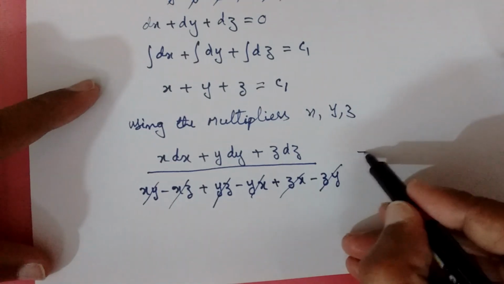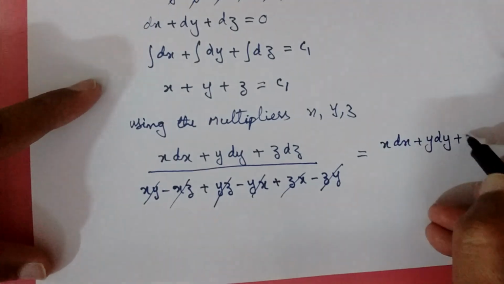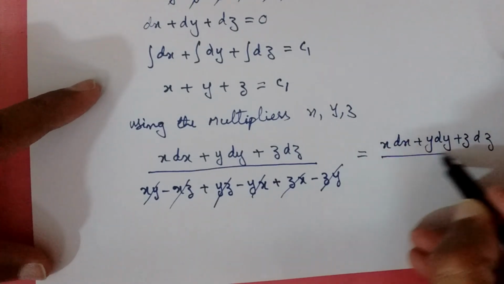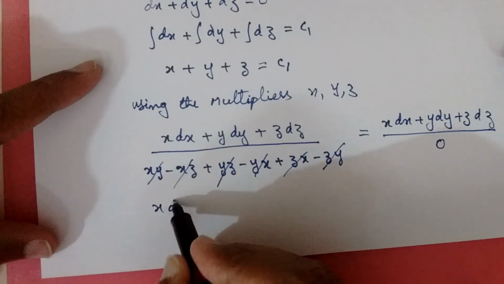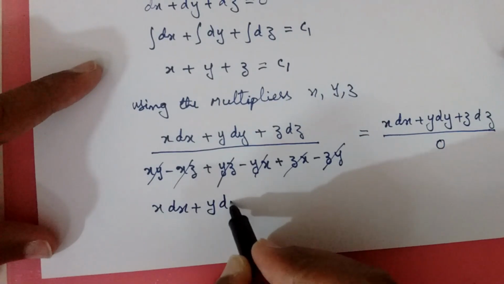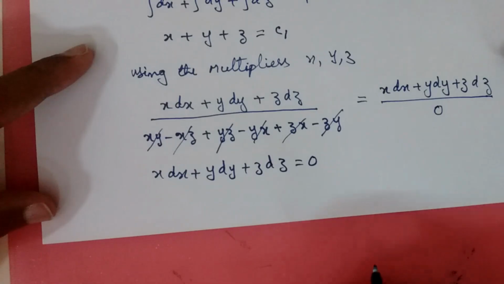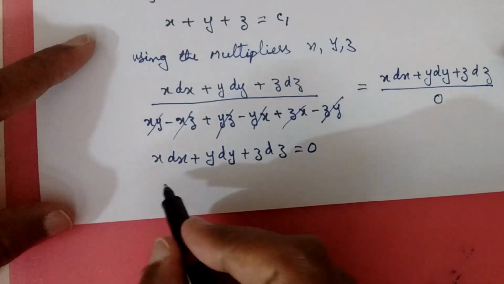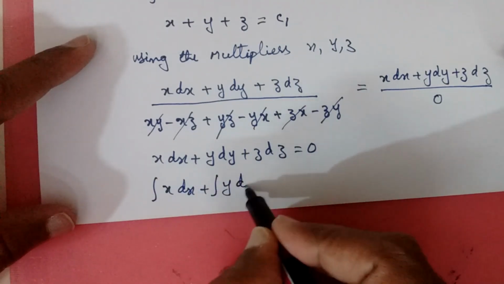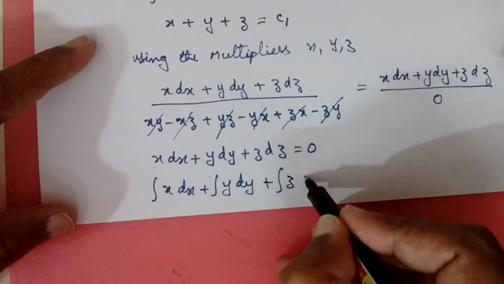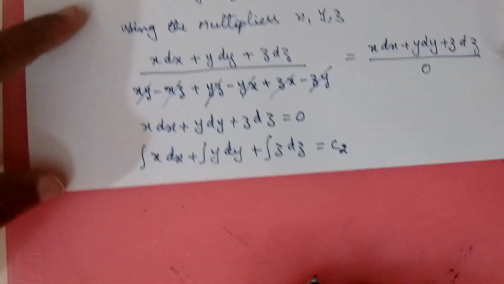So you will be getting the expression to be equals to x times of dx plus y times of dy plus z times of dz whole divided by 0. So therefore the value of x dx plus y dy plus z dz is equals to 0. Now you can integrate it. So integral of x into dx plus integral of y into dy plus integral of z into dz is equals to some constant of integration c2.